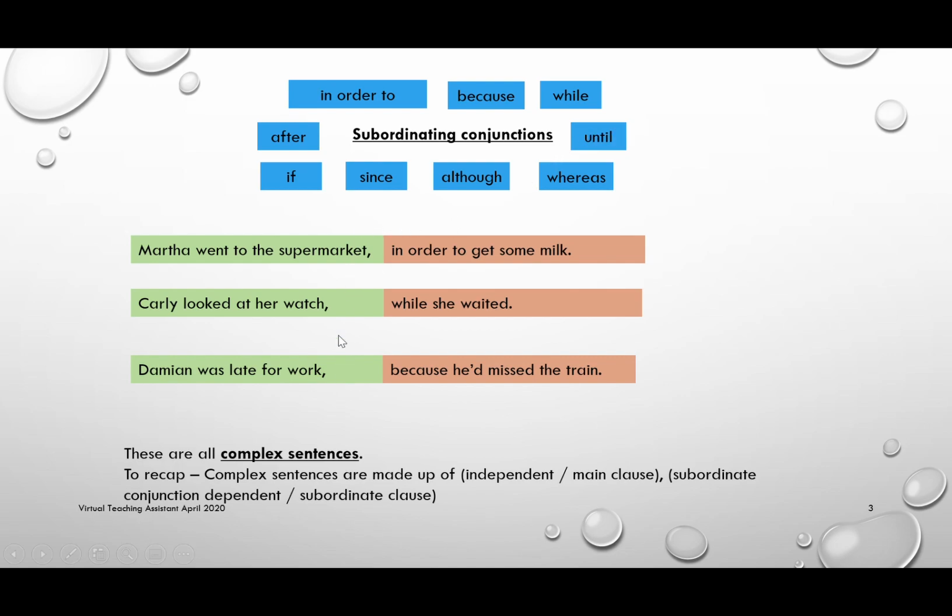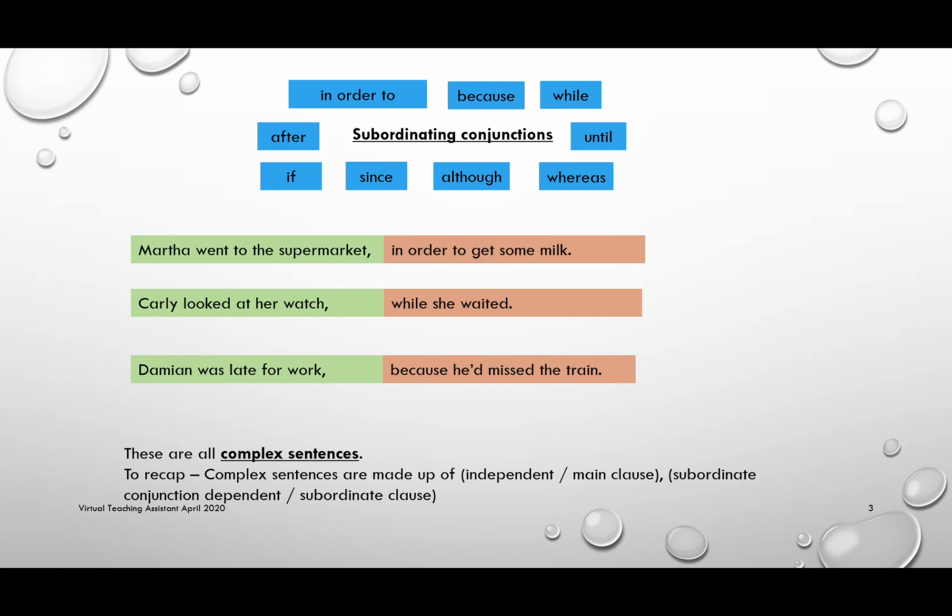Over here in the green, I have our main independent clauses. Over here in the orange, I have our subordinate dependent clauses. All I've done here is I've put them together. Martha went to the supermarket. Here's my subordinate conjunction. In order to get some milk. Carly looked at her watch while she waited. Damien was late for work because he'd missed the train. These are all complex sentences. They're very simple ones, but their title is complex sentences. Now to recap, they're made up of the independent main clause, a subordinate conjunction, and then a dependent subordinate clause.